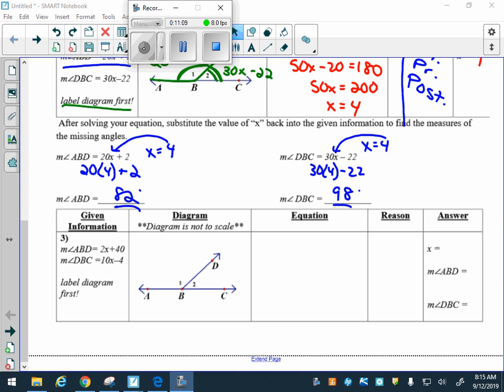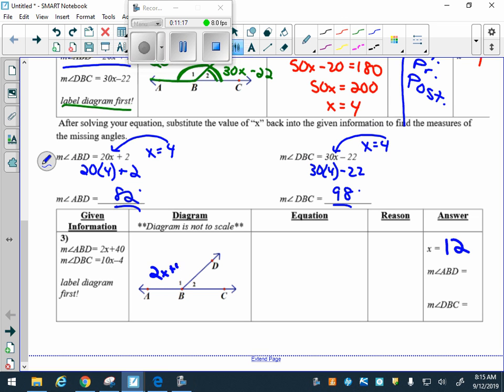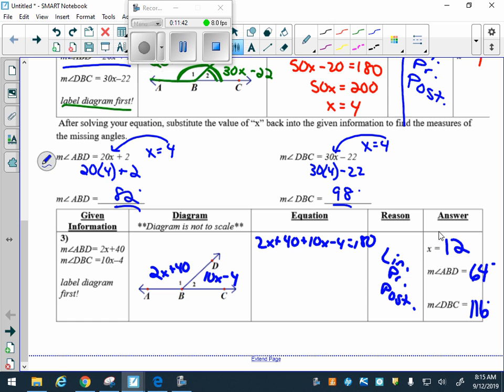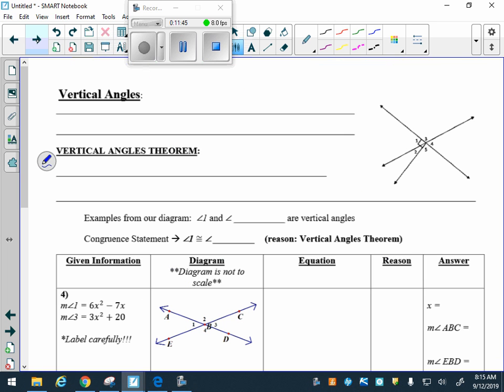Label your diagram. x is 12. Your equation, when you label your diagram, you add them together and they equal 180 by the linear pair postulate. ABD turned out to be 64 and DBC was 116. Any questions? All right, let's look at the other side.